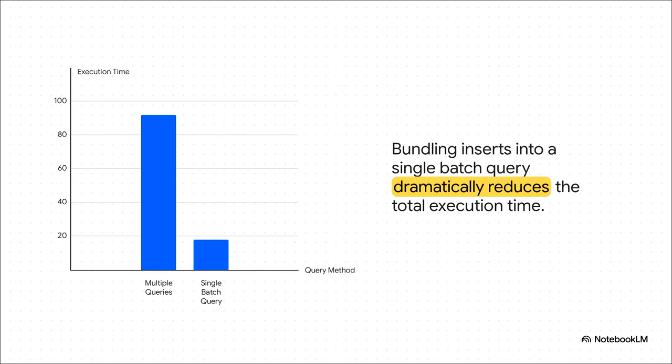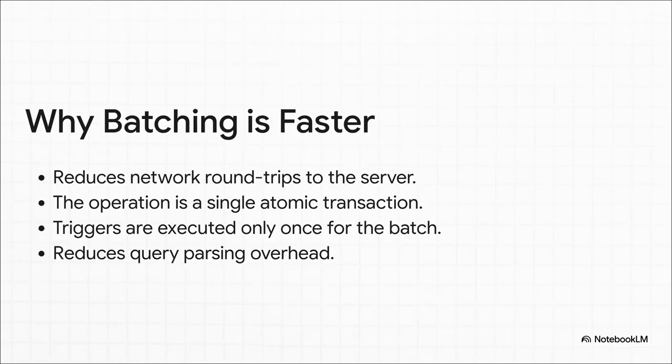Think about it this way. Every time you send a query to the database, it's like making a phone call. There's an overhead. Sending 1,000 separate queries is like making 1,000 separate phone calls. But bundling them all into one batch, that's one single phone call. All that time saved on communication overhead is what makes this so incredibly fast. So yeah, the performance boost comes from a few things. You get way fewer network trips. The server only has to parse and compile one query instead of 1,000. And here's a really big one. If you have any triggers on that table, they only fire once for the entire batch, not once for every single row. I mean, that alone can save you an incredible amount of processing time.